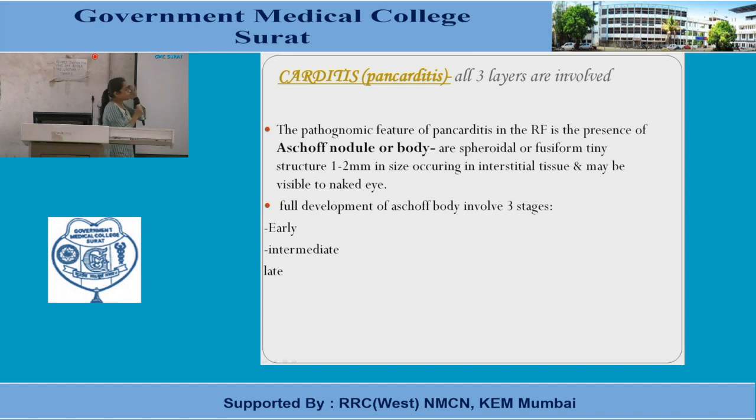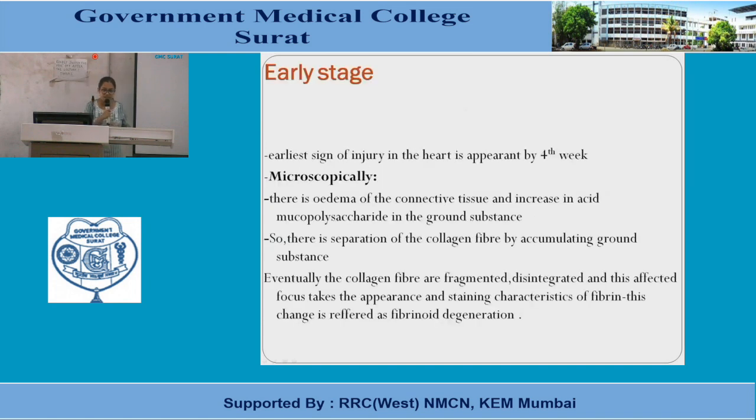Now, what is this Aschoff body? They are spheroidal tiny structures, 1 to 2 mm in size, which can be seen microscopically as well as grossly. There are 3 stages for the development of this Aschoff body. The three stages are early, intermediate and late. So what is the early stage for the formation of Aschoff body?